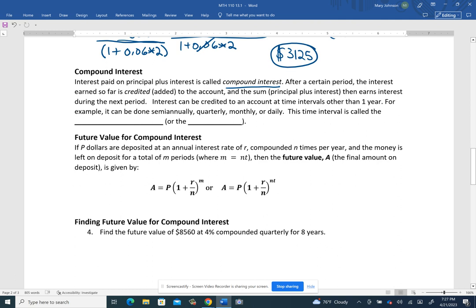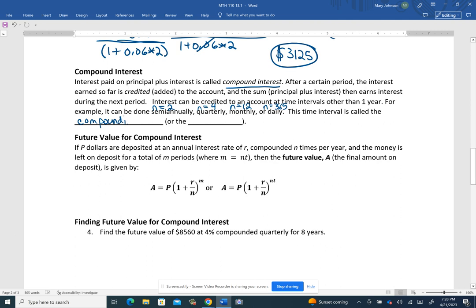So it can be done semi-annually. That means they're going to calculate the interest twice during the year, and each time add it back to your account before they calculate the interest. They could do it quarterly, that would be 4 times. So semi-annually means twice in the year. I'm using an N here. I'd like for you to write that on your sheet because in the formula, N will be how many times the interest is calculated in a year. Quarterly would be N equal 4, monthly would be 12 times a year, and daily would be 365 times. This time interval is called the compounding period or just period.